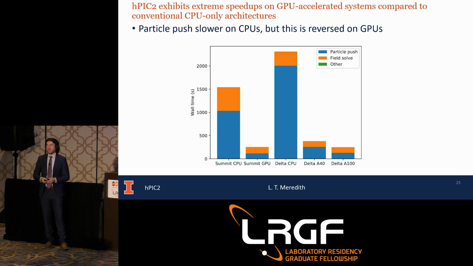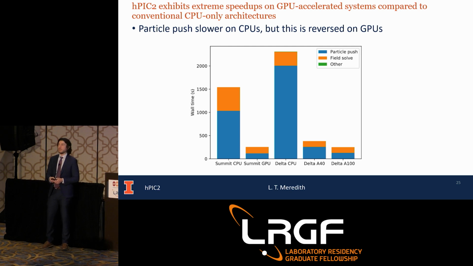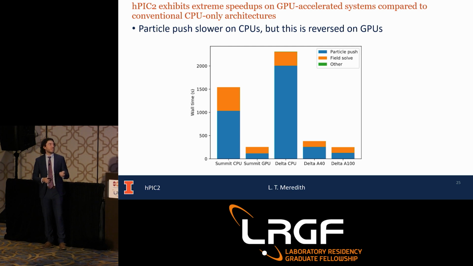And I can't talk about supercomputing without talking about performance. I'm not showing a scalability plot here, or a scalability study, but what I am showing is that we get some pretty extreme speedups by exploiting GPUs, both on the Summit supercomputer down in Oak Ridge and the Delta supercomputer at Illinois at the NCSA. Compared to a CPU-only run, when we start to use GPUs, we get just insane speedups. So the wall time here is decreased by about 5 times.